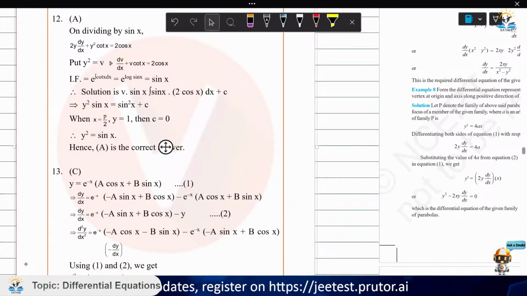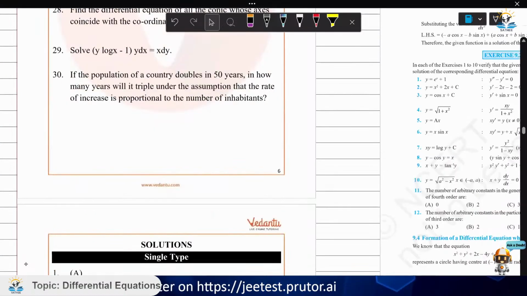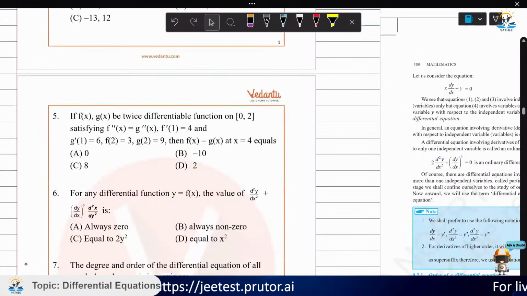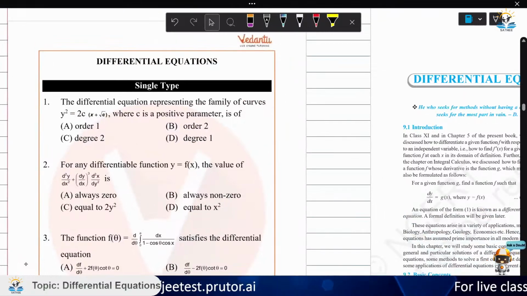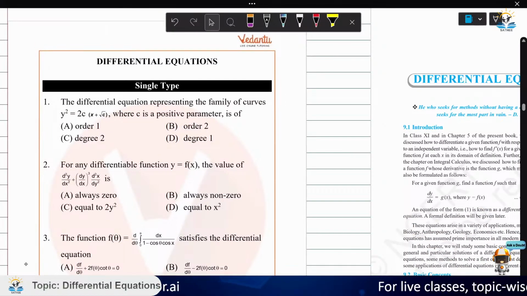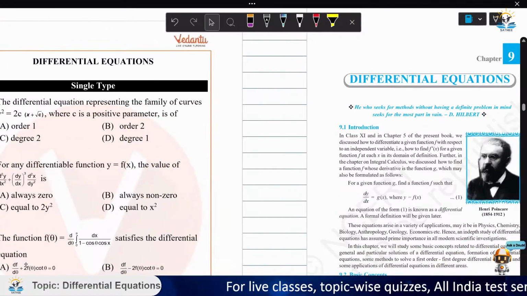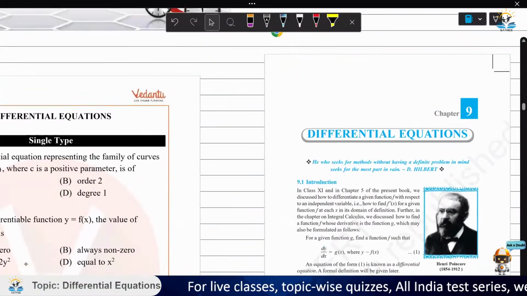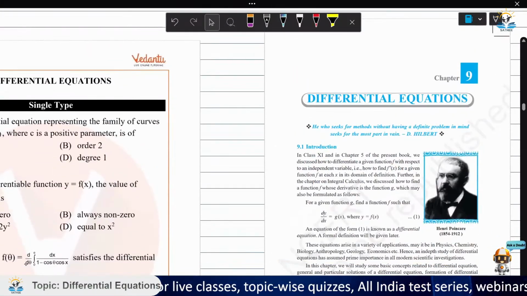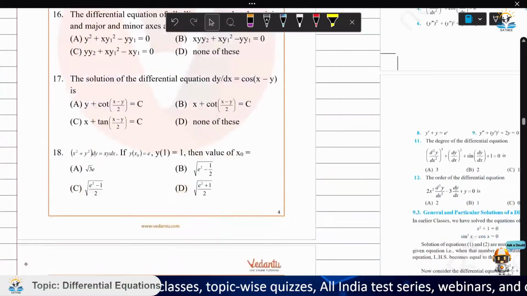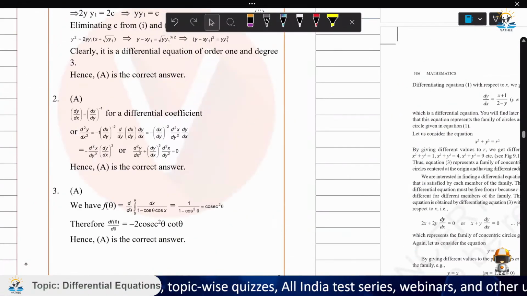Let's try doing some questions and see how it goes. Let me just do some questions and then we'll see how it flows. So, okay. First, we have the differential equation representing the family of curves where c is a positive parameter. So what do we do? We try to remove the arbitrary parameter here, right? So we'll try to remove that first.